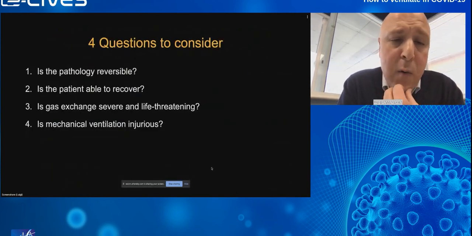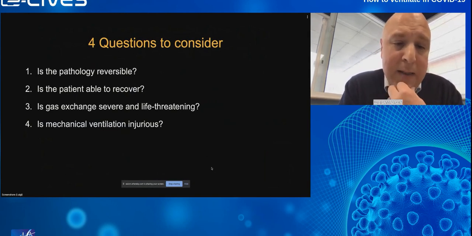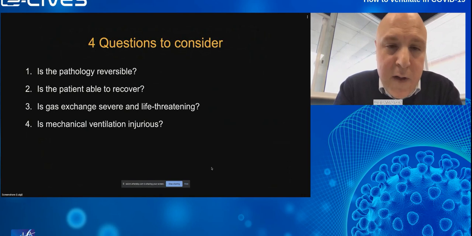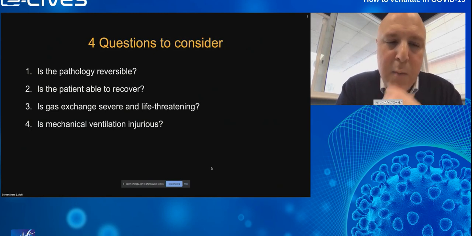And I think when we think about ECMO, well, in any condition, but certainly in a situation where the resources might be more difficult to manage, in a situation of pandemics, clearly we need to think of four questions. The first question is clearly, is the pathology reversible? Not the pathology necessarily that led to the respiratory failure in the first instance, but the pathology that we are dealing with now.